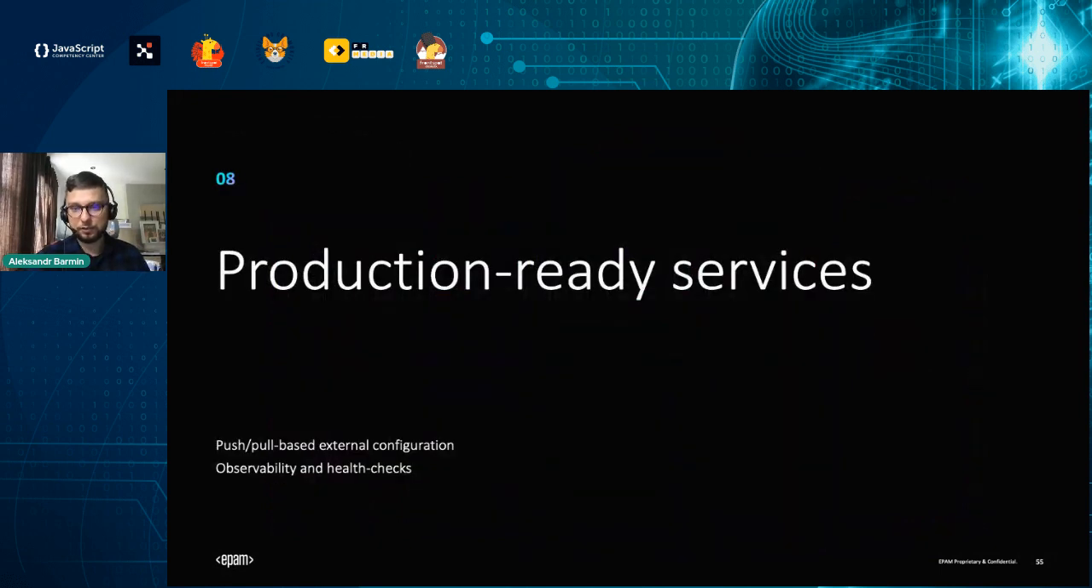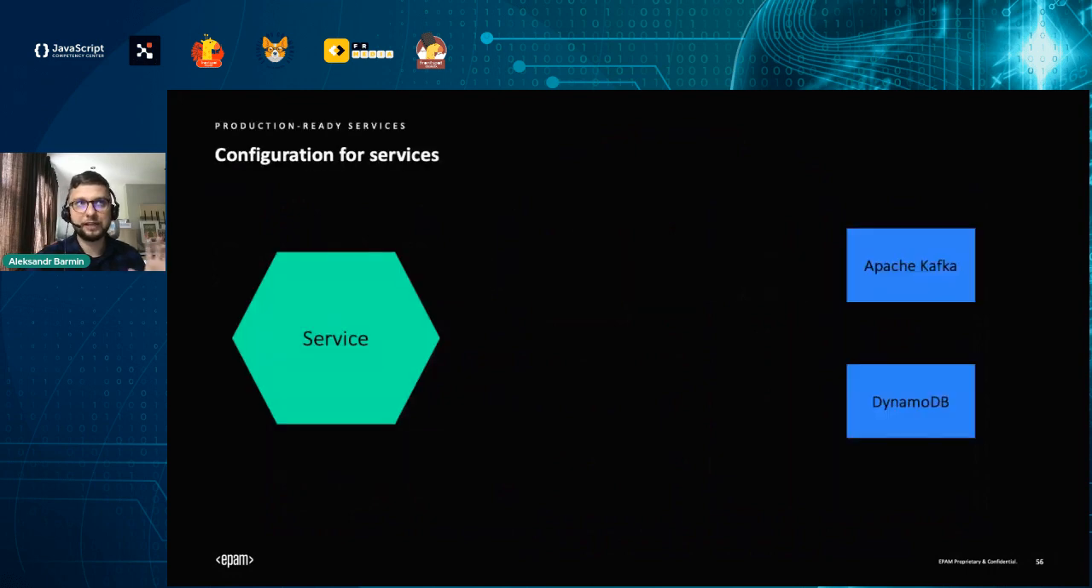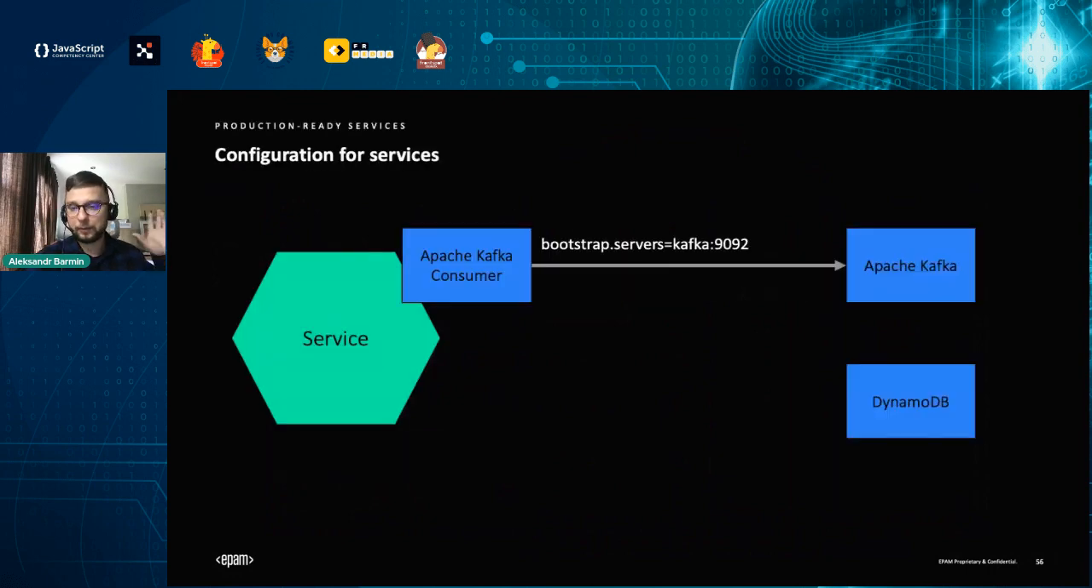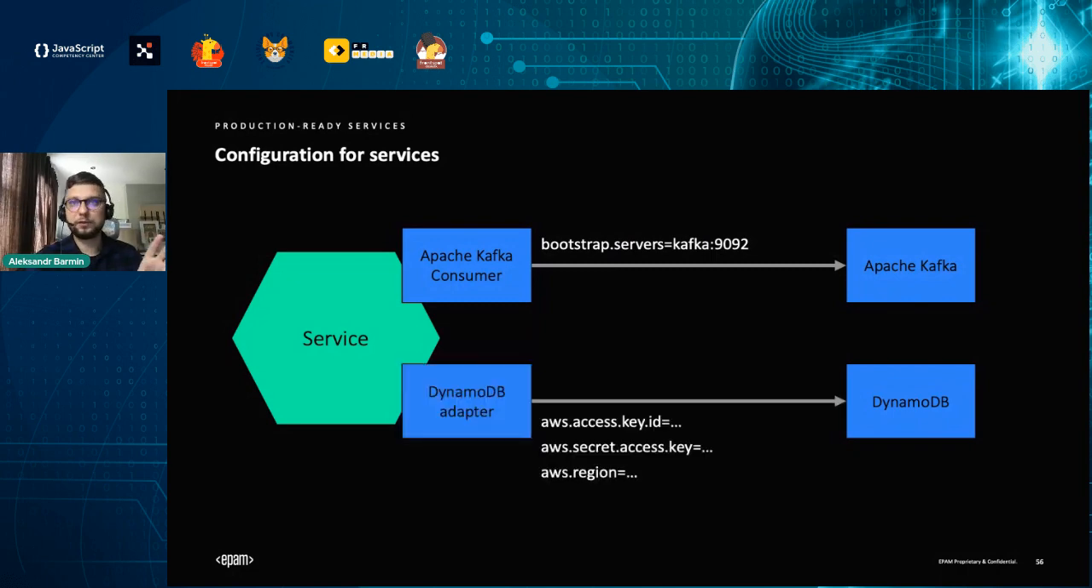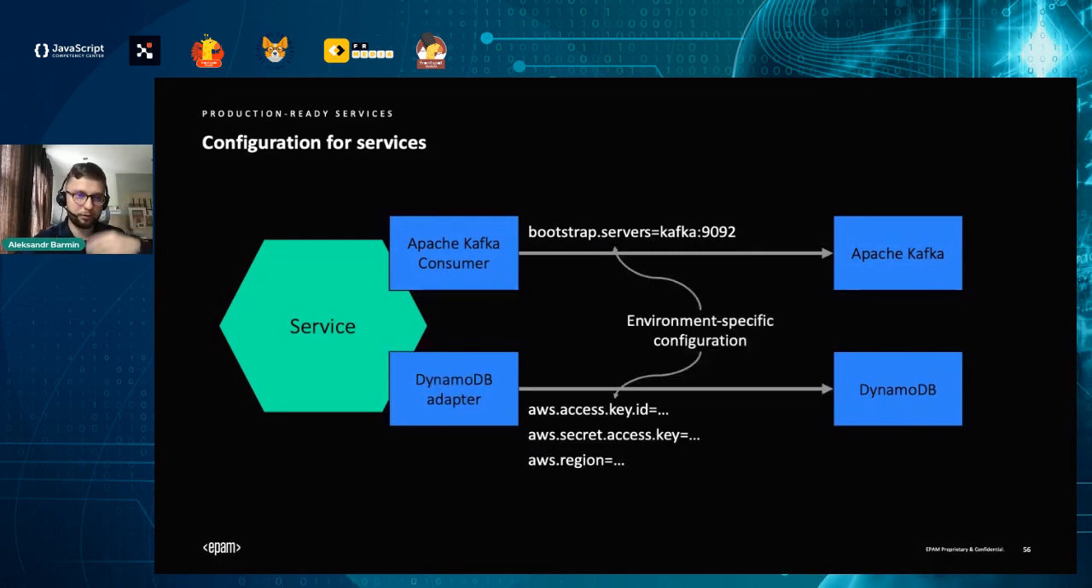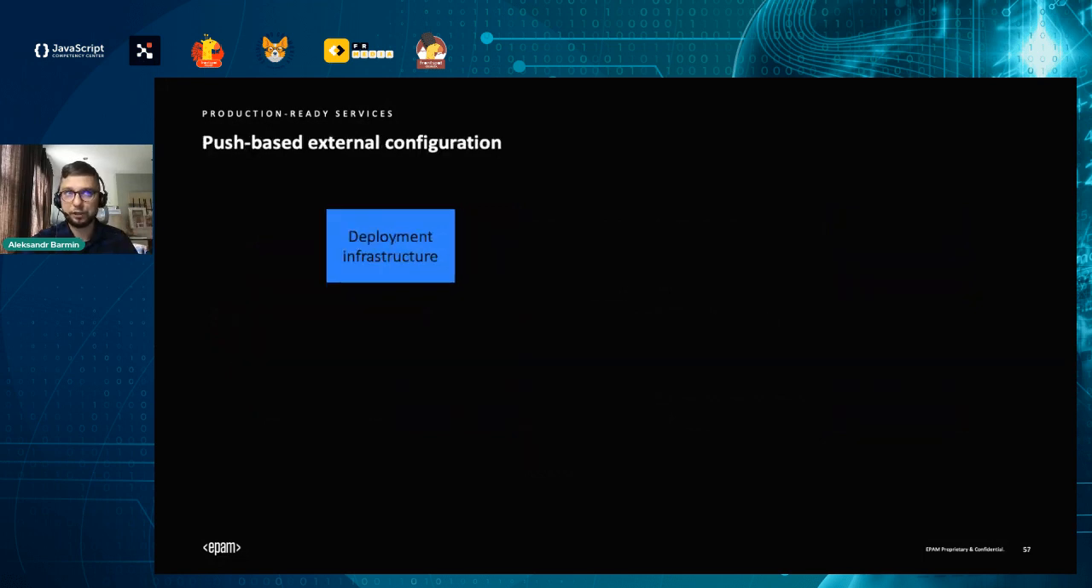Another important topic to highlight is how to make our services production ready. Obviously, here we have multiple problems. First of all, how to get configuration, because when we deploy our services, they can be scaled and can be deployed in different environments. So we need to have a way to retrieve configuration for them.